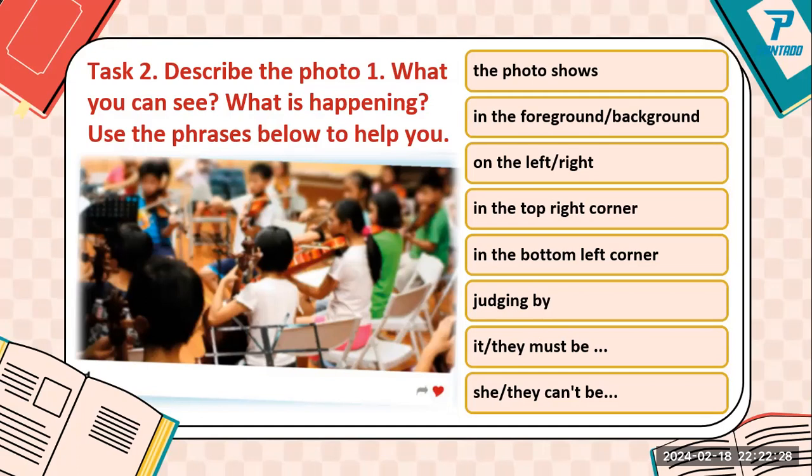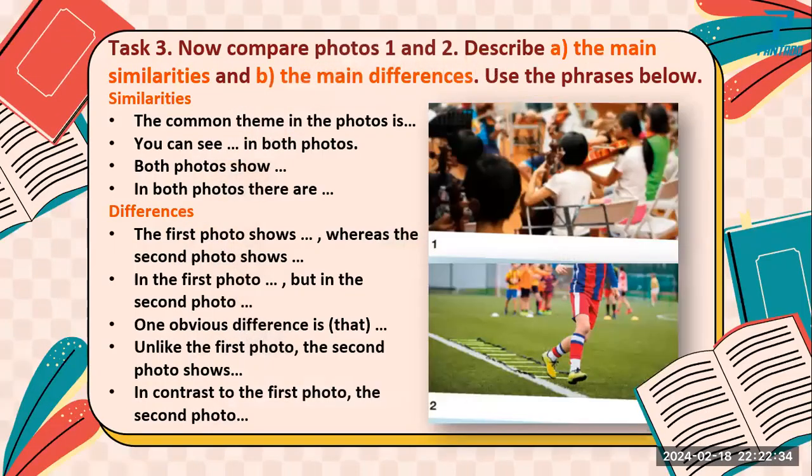Yes, correct. Okay, so our answer we have. Okay, next one. Now compare one and two to describe the main similarities and the main differences. Compare one and two. What do you think?